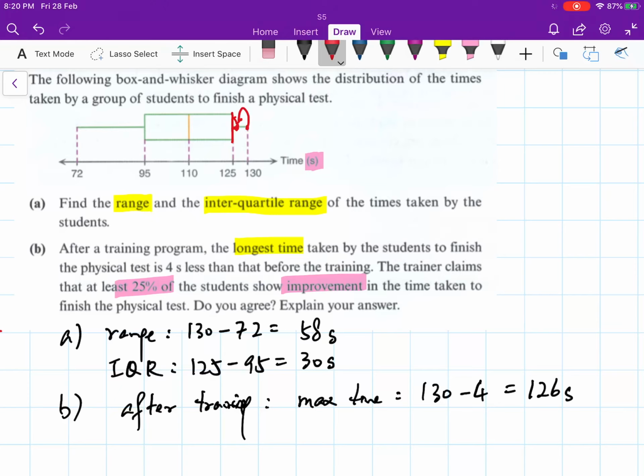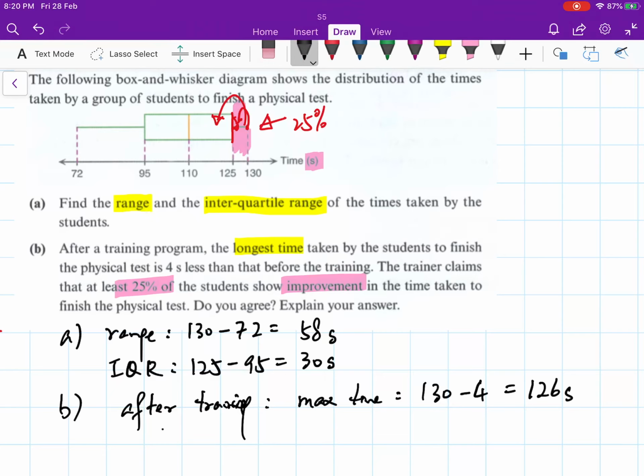So tell me, if I jump from here to here, is it at least 25% of students? Of course not, right? I just reminded you before, every part of them carries 25%. So here is 25%. You can't even jump into another section. How can you get at least 25%? So less than 25% will be more accurate.